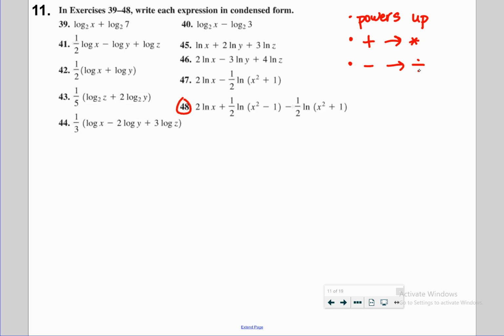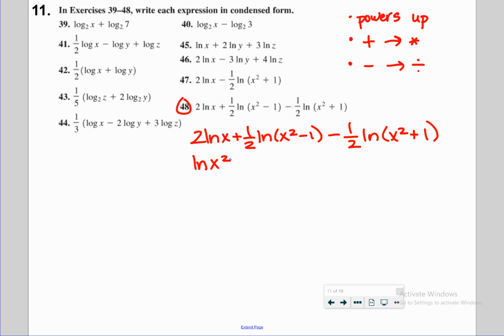Okay, so in this problem, and I'll write a little bigger for you, 2 natural log x plus 1/2 natural log x squared minus 1 minus 1/2 natural log x squared plus 1. Do I have any numbers that I can move up into the exponent? 2 I can move up, so make it natural log x squared. Anything else? The 1/2s? When you put a 1/2 in the exponent, what does it equal? Same as a square root, so that's how we're going to write it.